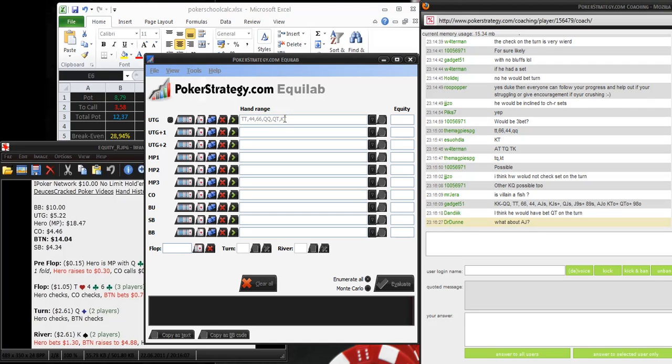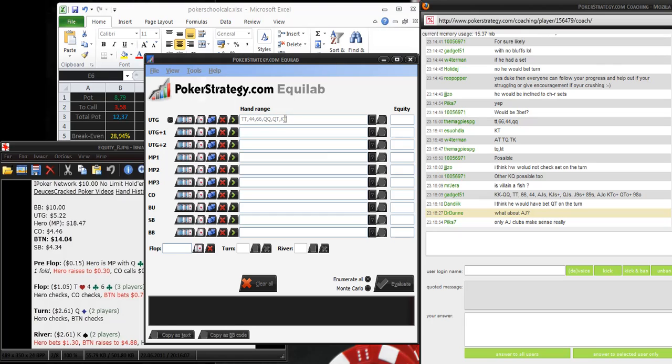And Gadget did put some kind of range. Pocket kings, pocket queens, pocket tens. Ace jack, king jack. King jack, it's actually pretty close as well. Would he ever raise with king jack that big? I doubt that. He might maybe make a min raise or a bit smaller raise.